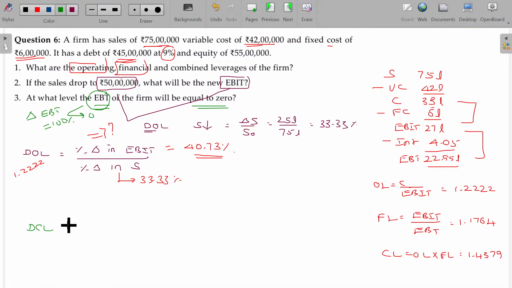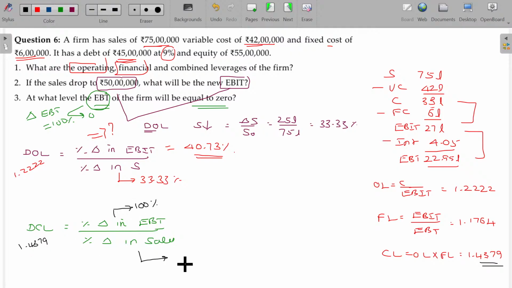Degree of combined leverage is equal to percentage change in EBT divided by percentage change in sales. Now you know that degree of combined leverage being 1.4379 from here, and EBT change being 100%. Then what about this one? 100 divided by 1.4379, 69.54%.